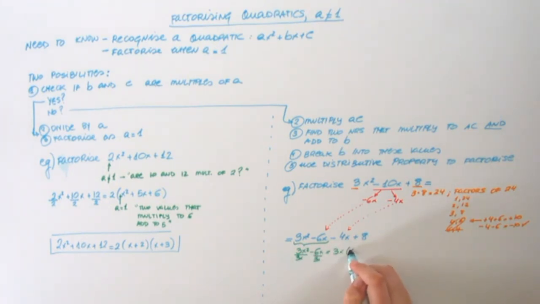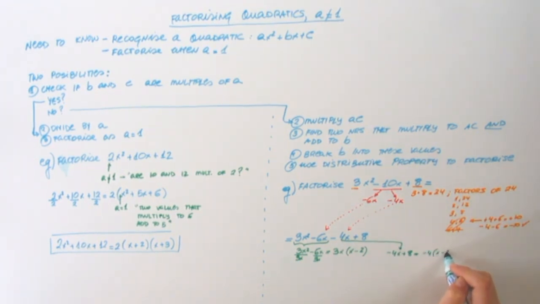Then I'm going to factorize the second two terms separately. And if you check, the maximum I can divide these two terms by is minus 4. And that would leave me minus 4 times x minus 2. And you see a term repeating there, so I can use distributive property to group these two mini factorizations that I just did.